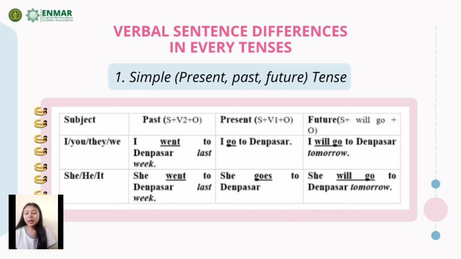And next, future simple tense. Future simple tense is a tense that is used to express an action or activity that happens in the future. General formula: subject plus will go plus object. For example, I will go to Denpasar tomorrow. I is a subject, will go is a verb, Denpasar is an object, and tomorrow is a complement.